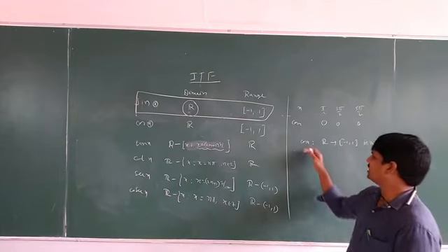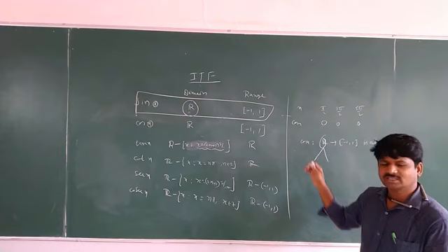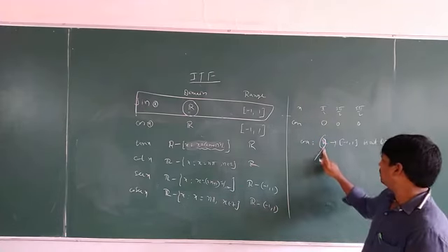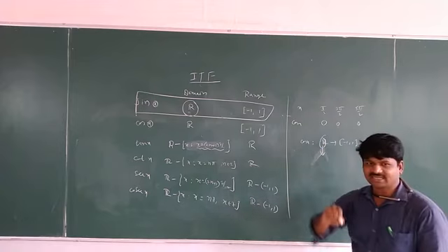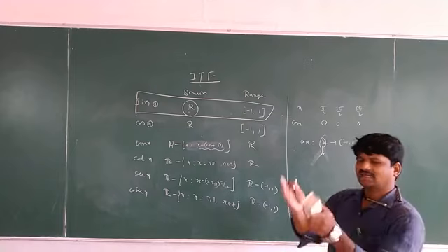But we have to make this one a bijective function. Bijective means we have to make this one-one and onto. To do that, we also have to restrict this domain. This domain we have to restrict as intervals.